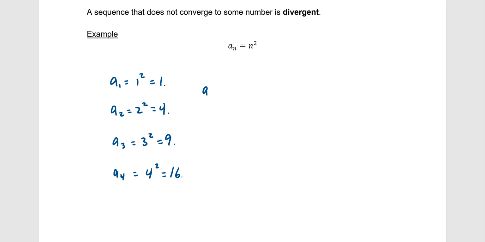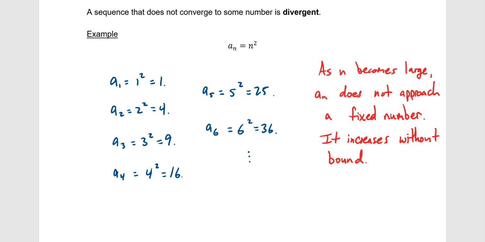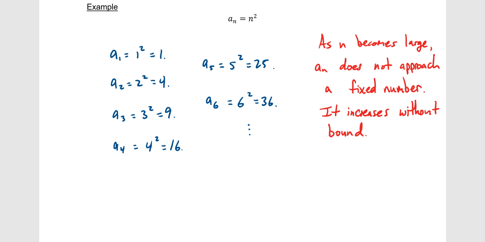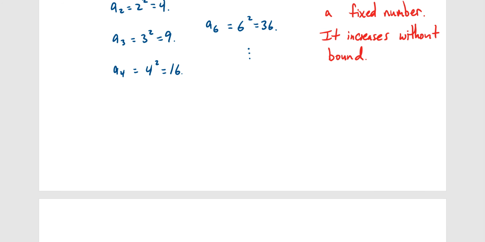And we'll just go to 6 again. A sub 5, we get 25, and then a sub 6, we get 36. So clearly, if we kept on going, we put dot, dot, dot, we'll see that the number is just going to obviously keep on going to infinity. It's never going to be approaching a set number. And another way to say it is it increases without bound, meaning it's going to infinity. Okay, so that is a convergent and divergent sequence.